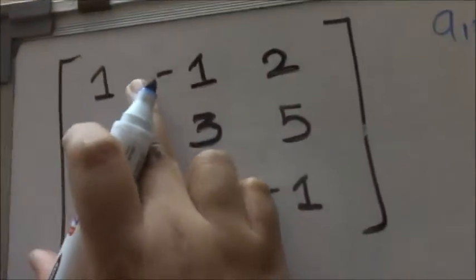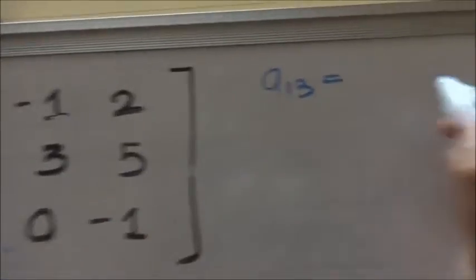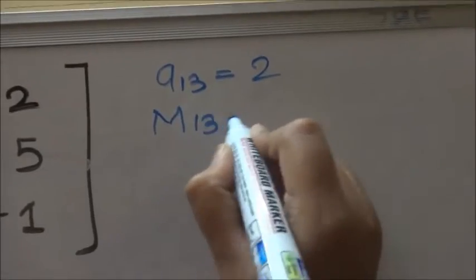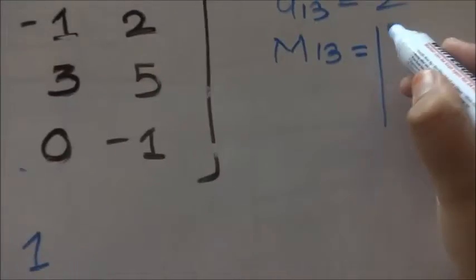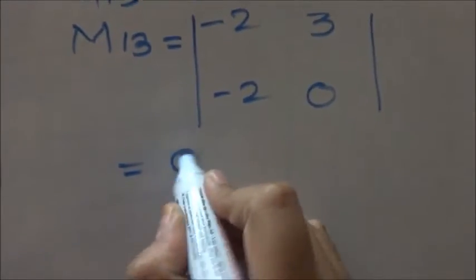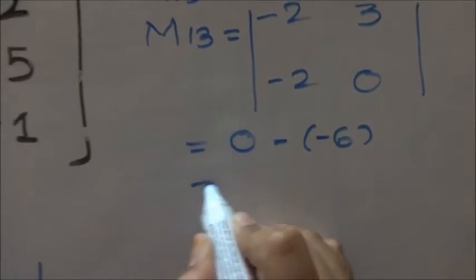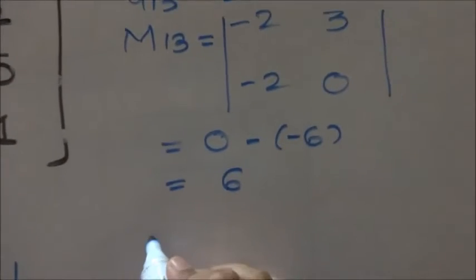A13. So the number lying on the intersection of first row and third column, which is this. Next is M13. So I will create a determinant. So first row and third column, the remaining four digits are this: minus 2, minus 2, 3 and 0. So I will solve it. Minus 2 into 0 is 0, minus 3 into minus 2 is minus 6. If I open the bracket, it would be positive 6.